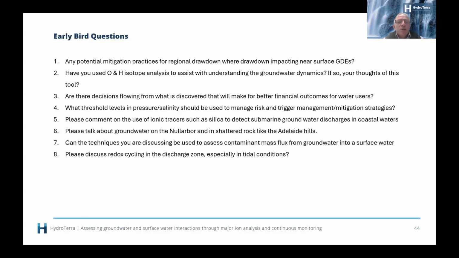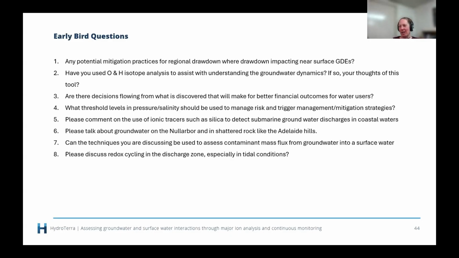Number 6, please talk about groundwater on the Nullarbor and in shattered rock like the Adelaide Hills. Well, hopefully this is an area you know about. I love this question because I really don't. So groundwater in the Nullarbor is not something I've worked on, to be honest.